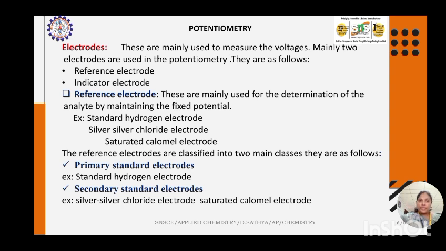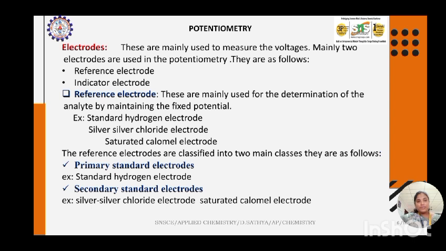In potentiometry, electrodes are used to measure the voltages. Mainly two electrodes are used in potentiometry: the reference electrode and the indicator electrode. The reference electrode is mainly used for the determination of the analyte by maintaining a fixed potential. For example, the standard hydrogen electrode and the saturated calomel electrode.